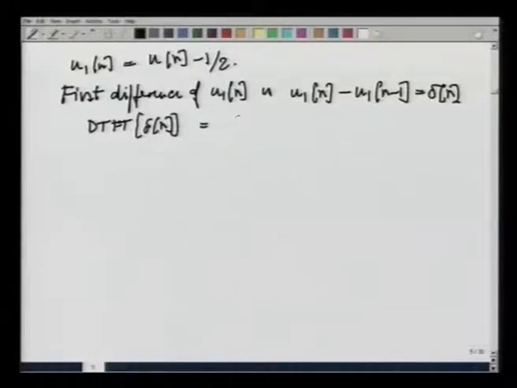equals summation delta n e to the minus j omega n as n varies from minus infinity to infinity. Now, since delta n equals 0 everywhere else, this will have only one term which survives, and that therefore makes this become equal to 1, nothing more than 1. So, DTFT of delta n is known, it is equal to 1.